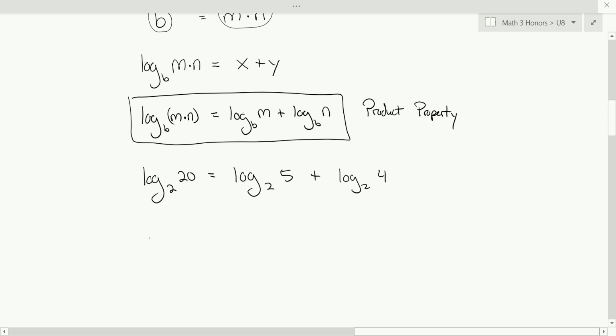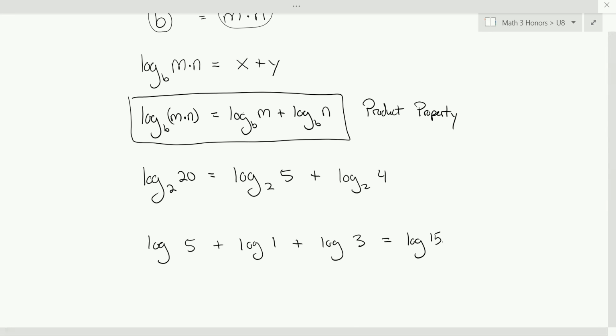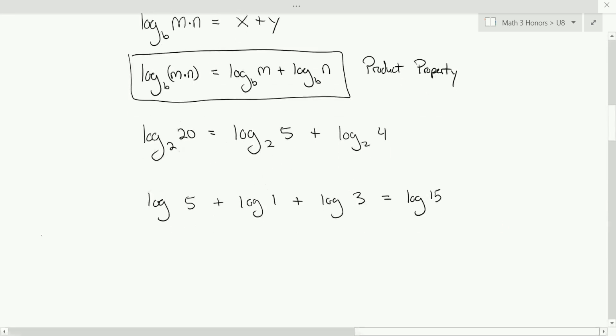You could say, if I had the log of 5 plus the log of 1 plus the log of 3, what would that equal? The log of 15. You multiply the 5 times the 1 times the 3. Now, on here, I didn't write a base. If I don't write the base, what's the default? 10. Good. We call that the common log. Good. So that's our first property. There's 3 properties, so now let's take a look at our next one.